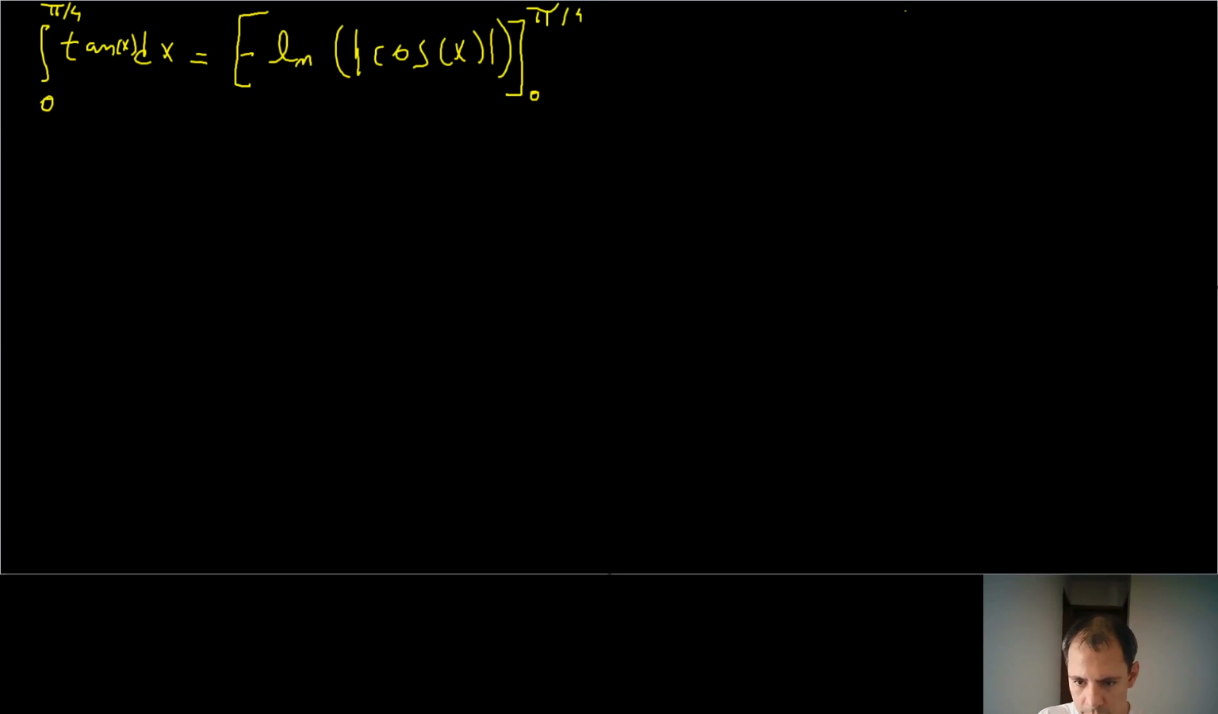Now, when you substitute this, so this is going to be minus ln of what? What is the cosine of pi divided by 4? It's square root of 2 divided by 2. Right? Now you got a minus and a minus, so you have a plus. The cosine of 0, which is 1. Okay, you got that.